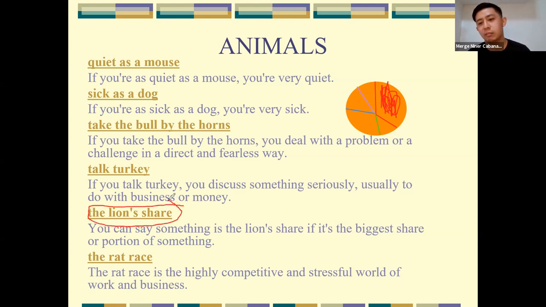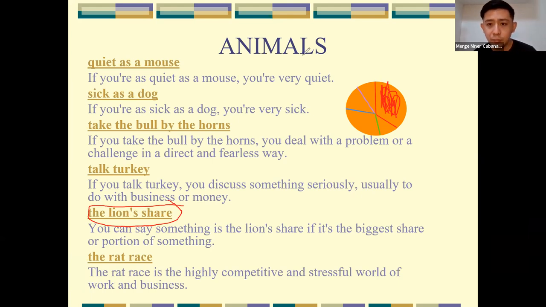And we got away with it fairly easily in the past. But examiners got fed up and are not favoring it nowadays anymore. So they said to us, tell your students not to use the lion's share anymore. Use a much more academic word for pie charts, which is majority or a huge share, large portion. So they don't want to use the word lion's share anymore. Rat race is a highly competitive and stressful world of work and business. So that's the rat race.